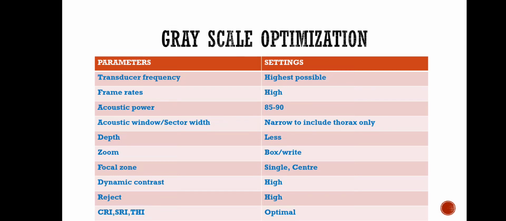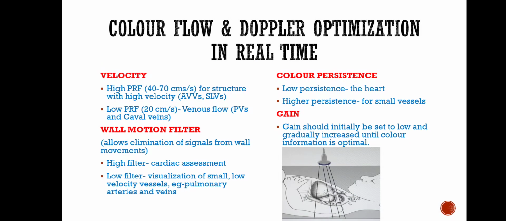Grayscale optimization. When scanning the fetal heart, use the highest possible transducer frequency. Maintain high frame rates. Narrow the sector width to include only the thorax. Minimize depth and use a single focal zone centered on the heart. A magnified image occupying most of the screen allows better visualization of fine cardiac details. Small adjustments in machine settings often make a huge difference in diagnostic accuracy.